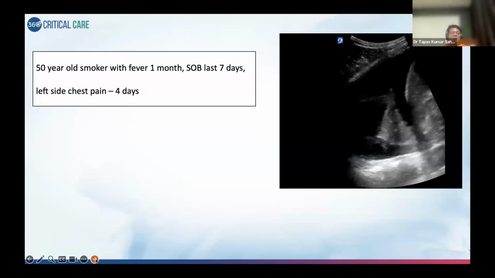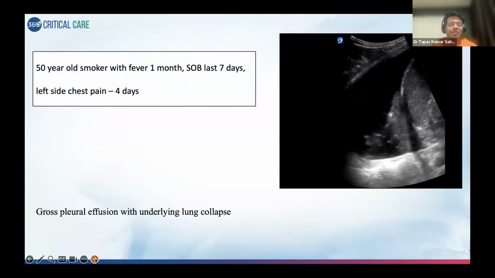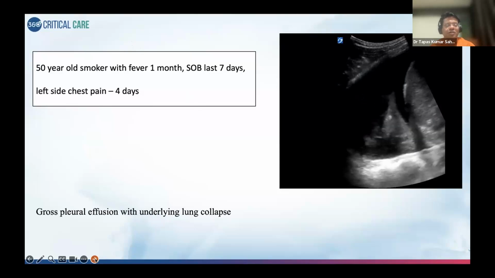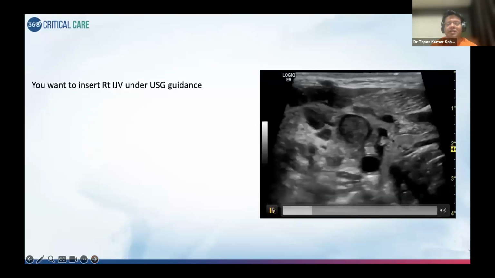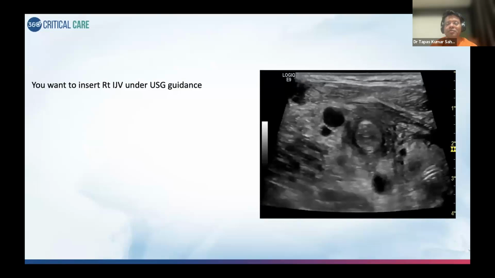A 50-year-old smoker with fever for 1 month, shortness of breath for the last 7 days, left-sided chest pain for 4 days. So it is gross pleural effusion with underlying lung collapse. Don't ever immediately jump to the answer. Rather, frame it well. Involve 2 or 3 other problems simultaneously, rather than only pleural effusion. You want to insert a right IJV under ultrasound guidance, and this is what you are getting.